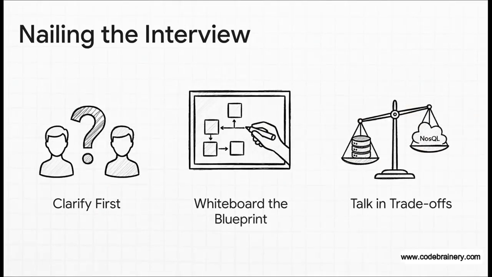So, to wrap this all up, here's your 3-step plan for nailing this question in an interview. 1. Always clarify requirements first. 2. Start with a high-level blueprint. Get the boxes and arrows on the whiteboard. And 3, probably the most important tip, always talk in trade-offs.